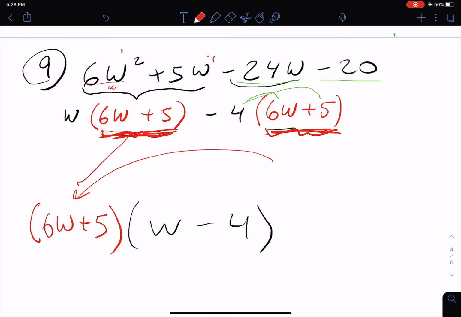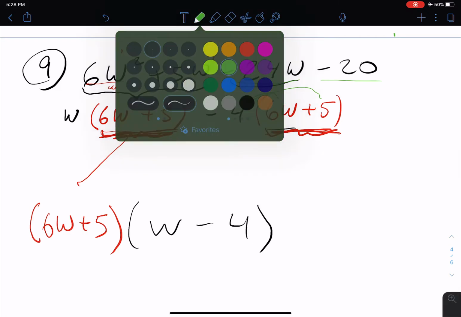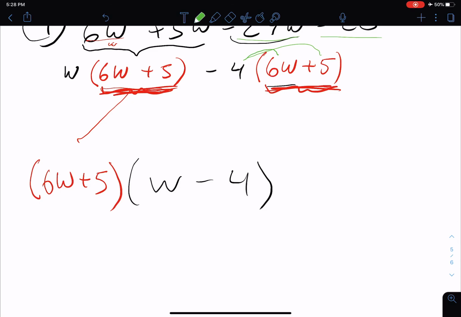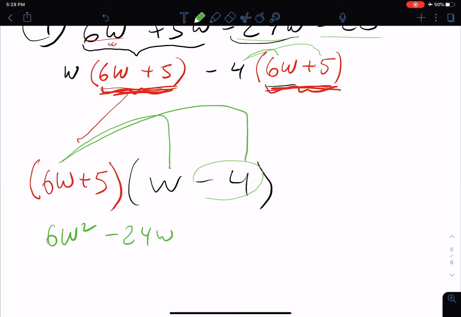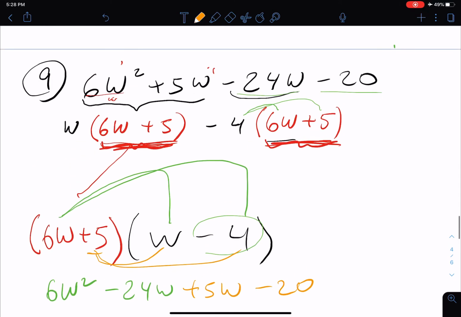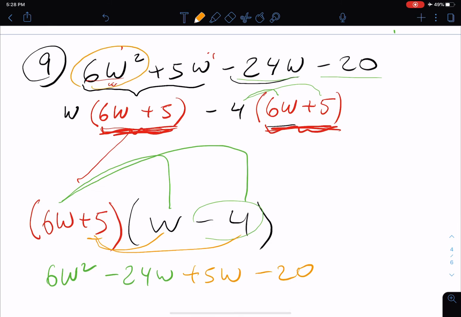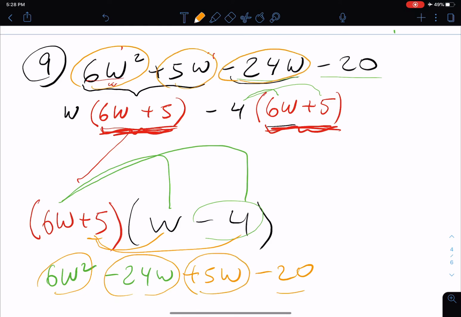And you might say, well, that doesn't look the same, and I don't believe it's the same. Well, we could always convince ourselves by doing this extended multiplication, which some people like to call FOIL. 6w times w is 6w squared. 6w times a negative 4 is negative 24w. And then keep it going. 5 times w is 5w. And 5 times negative 4 is minus 20. Is that the same thing I started with? Yep. It changed its order, but I took the sign with it, so it's not a problem. Yep, that is the same thing.